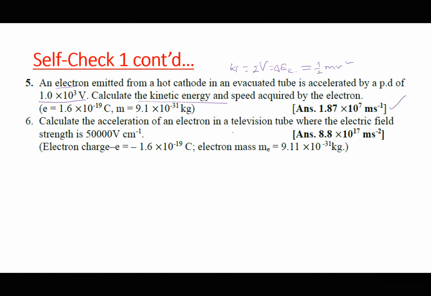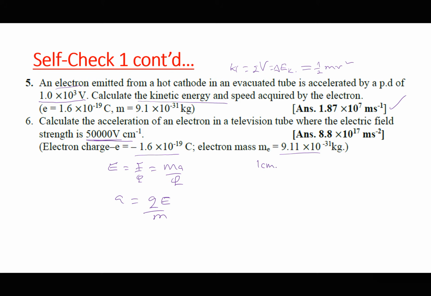Calculate the acceleration of an electron in a television tube where the electric field strength is this. Acceleration. The charge of an electron is given, the electron mass is given. We want the acceleration. Electric field strength is force over charge, which is mass times acceleration over charge. So the acceleration is going to be equal to the charge times electric field strength over the mass. All that is very important is to change this from volts per centimeter to volts per meter.